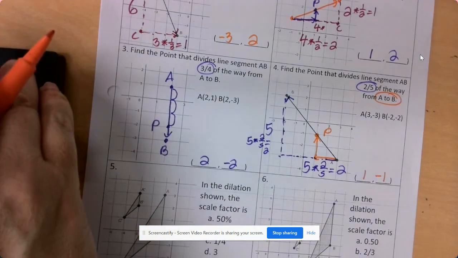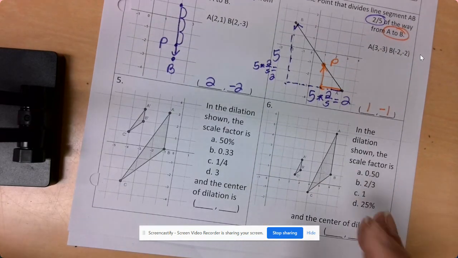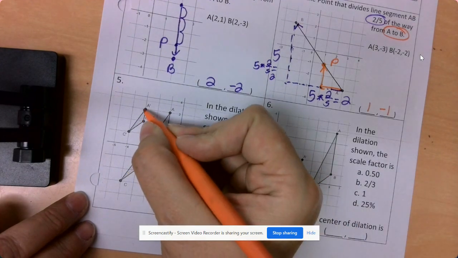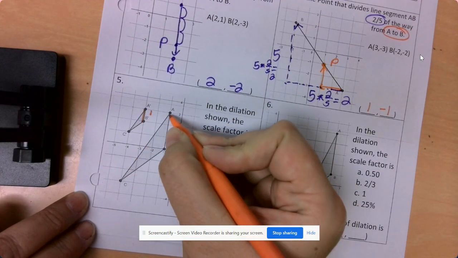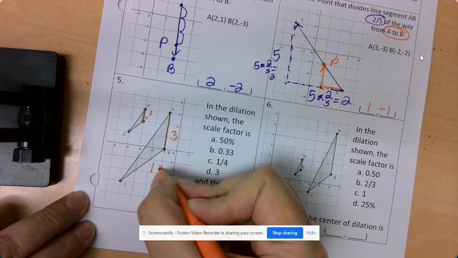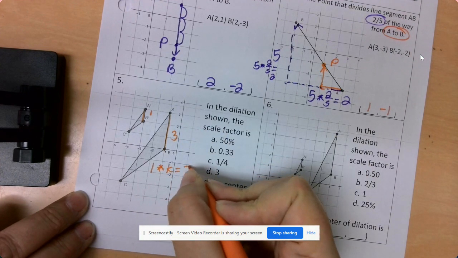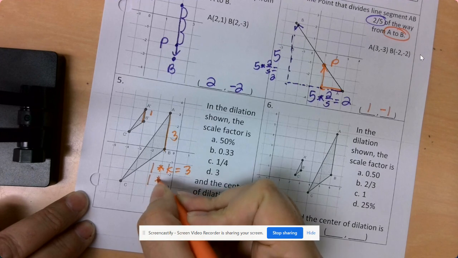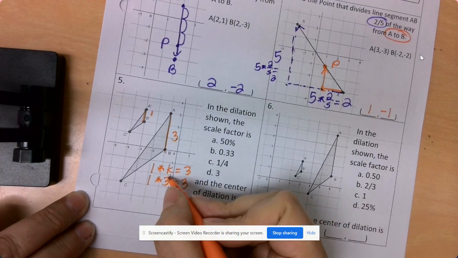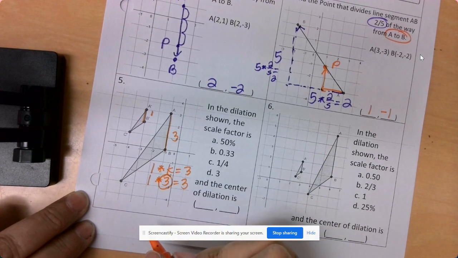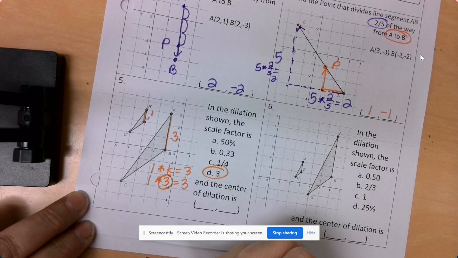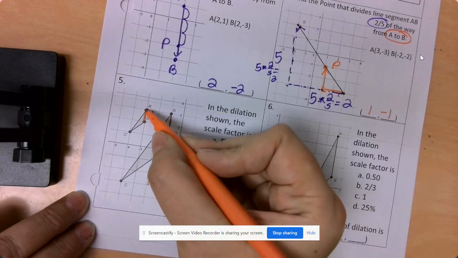Okay, this one is a dilation of scale factor. It is shown, so remember we could use a straight side. So this is 1, this is 3. 1 times our scale factor is going to give us 3, and I know 1 times 3 is going to give me 3. So our scale factor is 3. And there's the center of dilation.